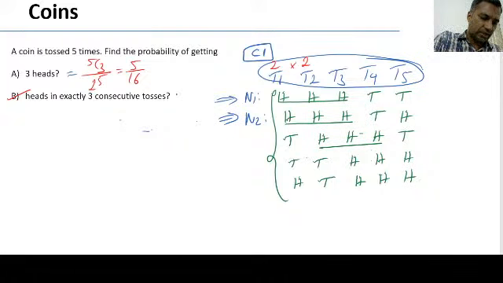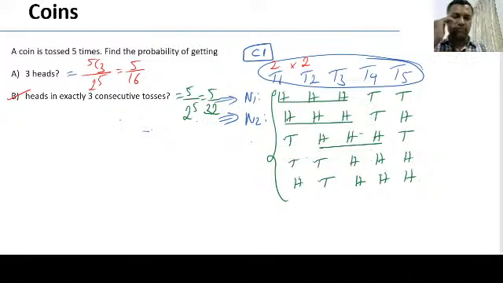Again, the answer to this particular question is 5 are in your favor. Totally how many? 2 power 5. Therefore, this time it is going to be 5 divided by 32. These are the only 5 outcomes which are in your favor, in which exactly 3 consecutive tosses result in a head. After that, the pattern would be broken.